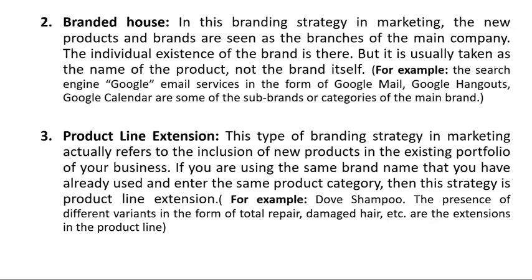Next is product line extension. This type of branding strategy in marketing actually refers to the inclusion of new products in the existing portfolio of your business. If you are using the same brand name that you have already used and enter the same product category, then this strategy is product line extension. For example, Dove shampoo. The presence of different variants in the same type, like repair, damage, hair, etc. are the extensions in the product line.